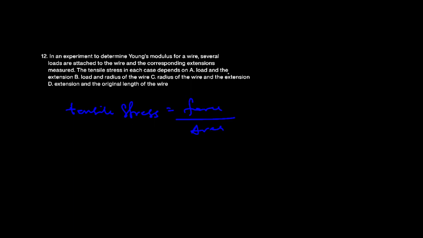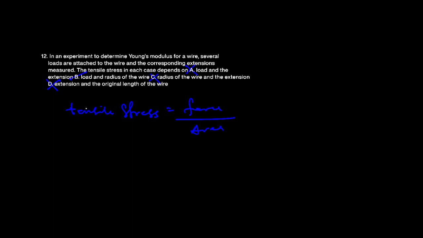So when you say load and the extension, it can't be, because force over area has nothing to do with the extension. It has something to do with the load, but nothing to do with the extension, because right here, the load is the force. So we're looking for what depends on area, or what area depends on. So option B, load and radius of the wire. Radius of the wire and extension. Anyone that has extension will not be the right answer, because the stress does not have anything to do with extension. So it's only B that does not have extension, and that should be the right answer.